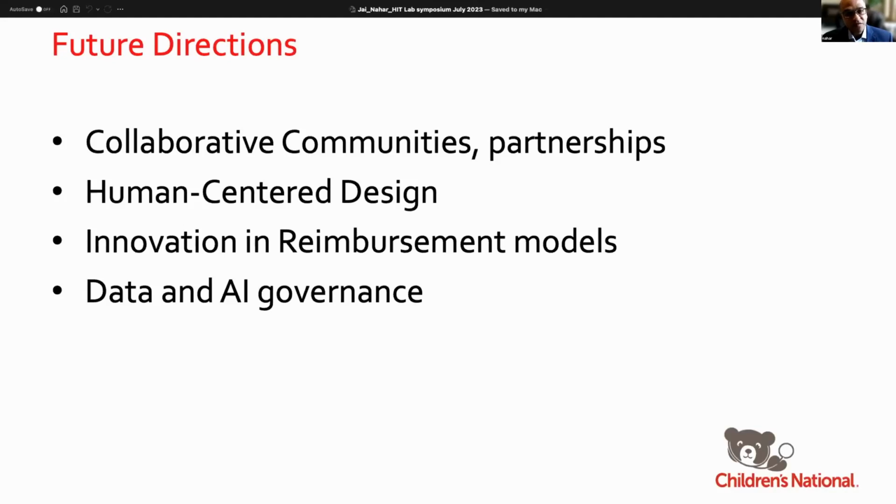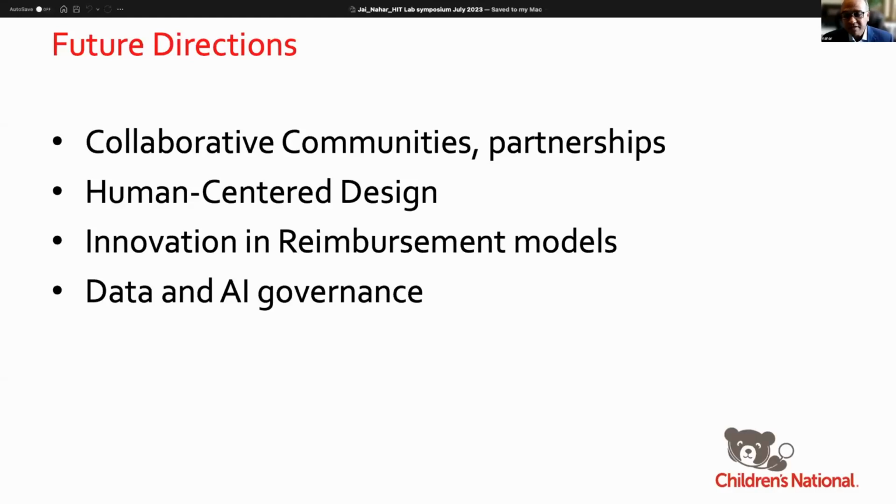There are a few initiatives which can be taken. First is the development of collaborative communities and partnerships, especially to help people who lack resources, who lack internet access, who lack digital or tech literacy. Those are the types of partnerships multi-stakeholders could help with. And I see HITLAB as a very noble platform to foster these partnerships and communities.